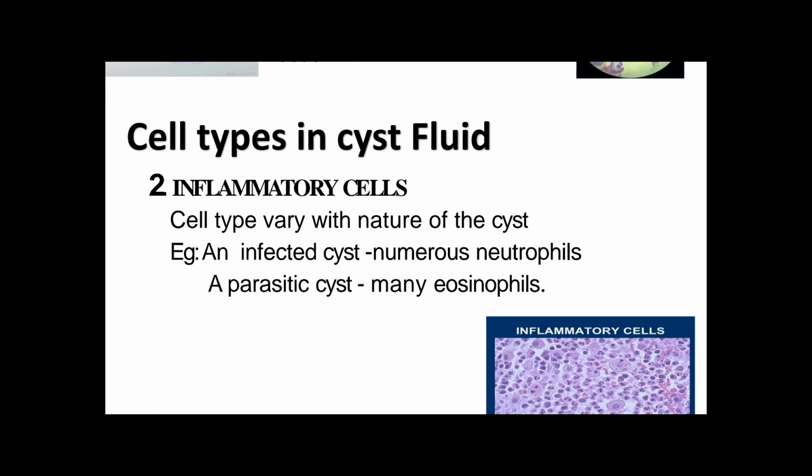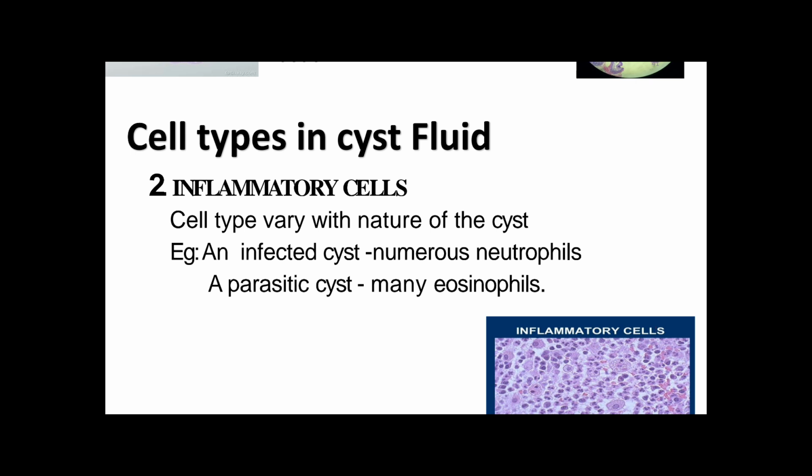The next cell type in the cyst fluid is the inflammatory cell. Depending on the nature of the cyst, various types of inflammatory cells can be seen. For example, an infected cyst will have numerous neutrophils, and a parasitic cyst will have many eosinophils. So according to the cyst inflammatory type, the inflammatory cells differ, right?